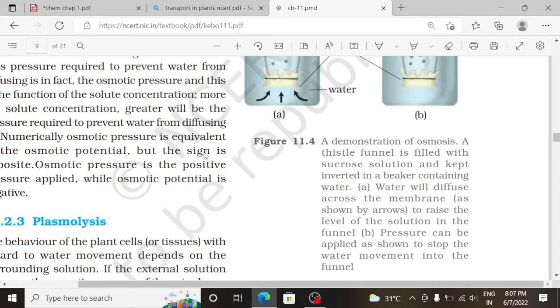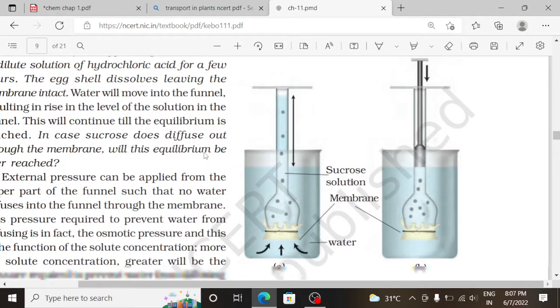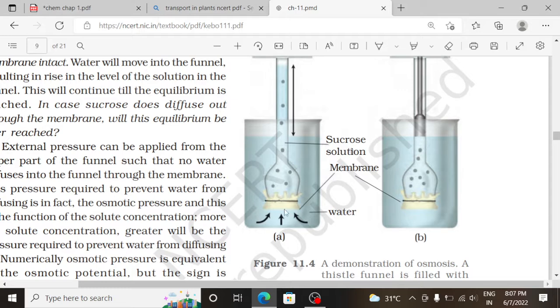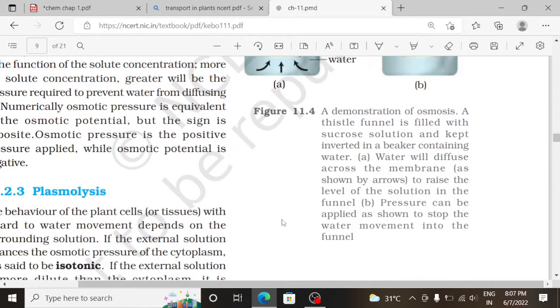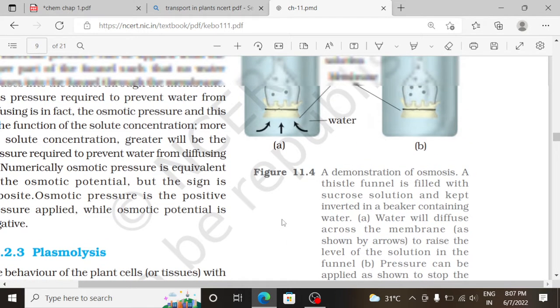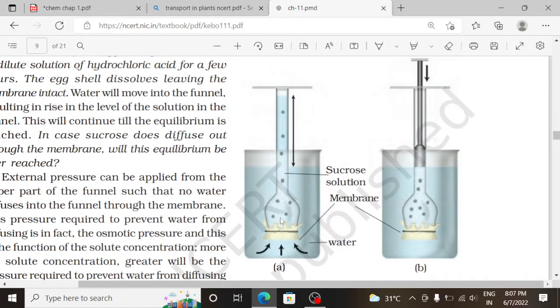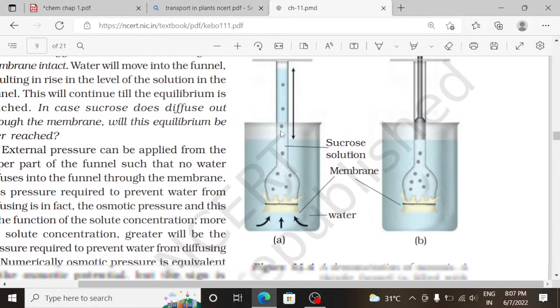In A, water will diffuse across the membrane as shown by arrows. See, in this diagram A, water is diffusing as per the arrows, shown by arrows to raise the level of solution in the funnel. It is thus raising the level of solution in the funnel.